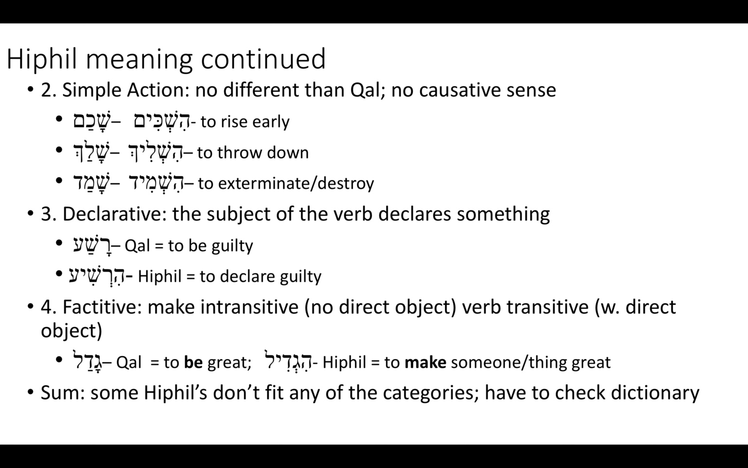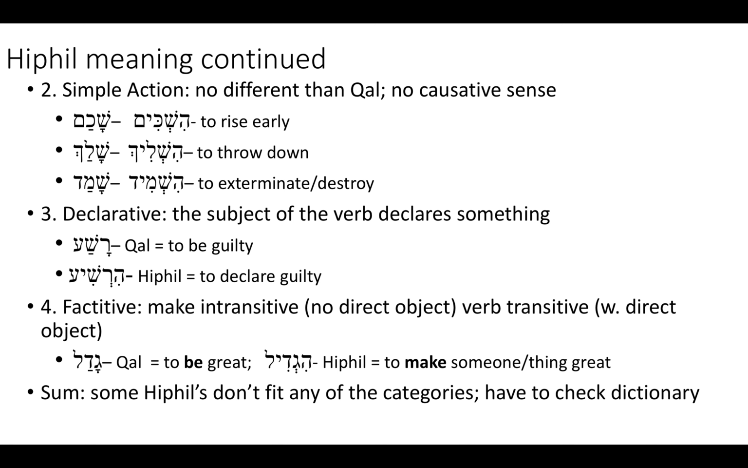And then number 4, factitive. So we've seen this type of verb in some of the other forms as well, to make an intransitive verb into a transitive verb. So a verb that does not have a direct object into a verb that does have a direct object. So for example, gadal in the Kal is intransitive. It means to be great. In Hiphil, higdil, it means to make someone great or make something great. So this would have a direct object as well. So this is similar to the causative sense of the Hiphil.